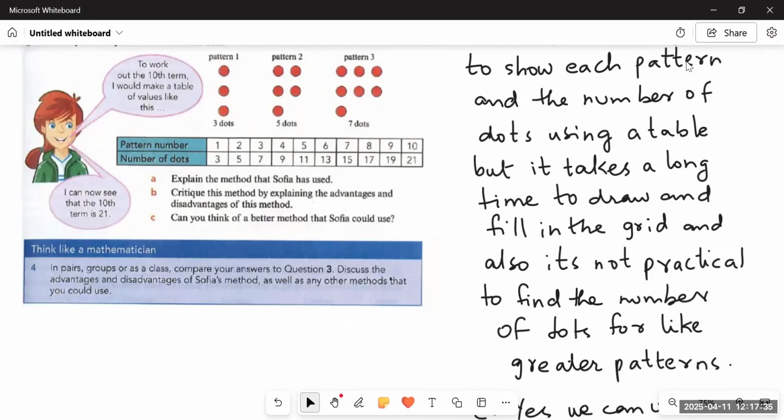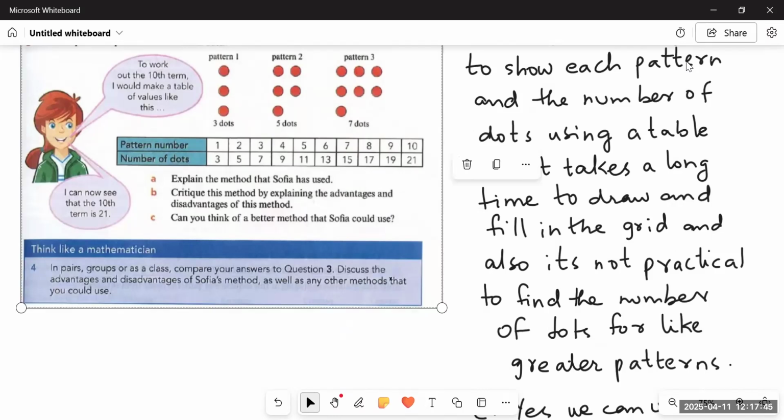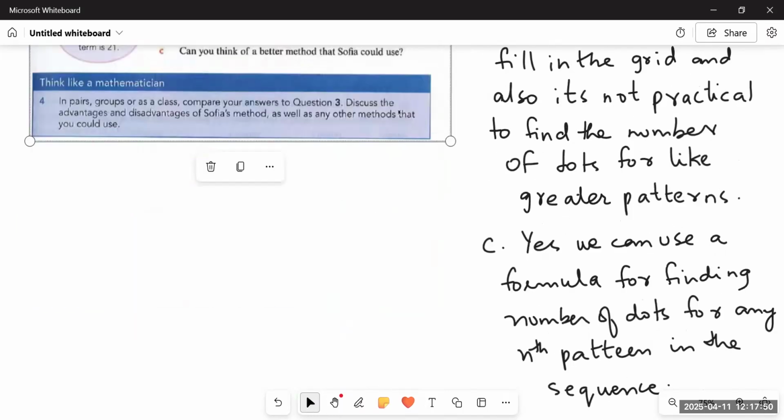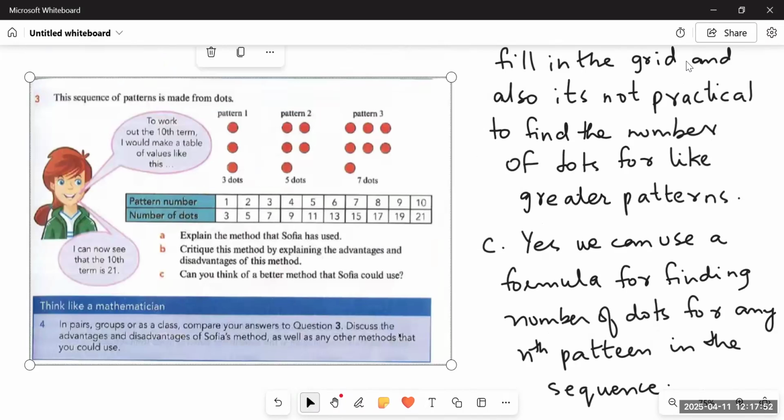So although this method is applicable, or you can say practical, for a small number of quantities, it's not practical for large patterns. So can you think of a better method that Sophia could use? Yes, of course. Since it's a linear sequence, and a linear sequence is one where we have an equal difference between every 2 terms, for these types of sequences we can use a formula for finding the number of dots for any nth pattern in the sequence, which we are going to use in the upcoming questions.